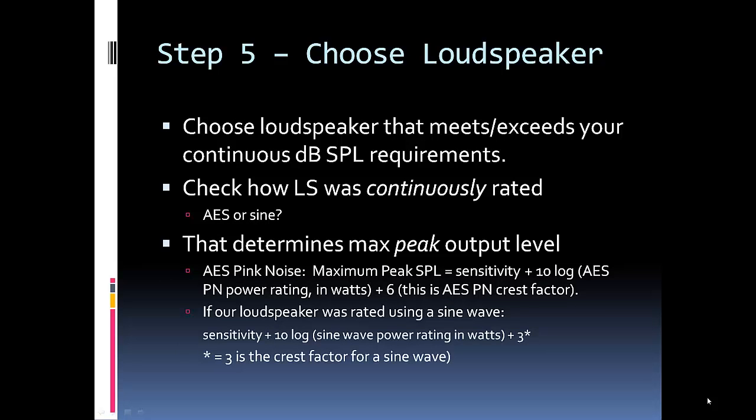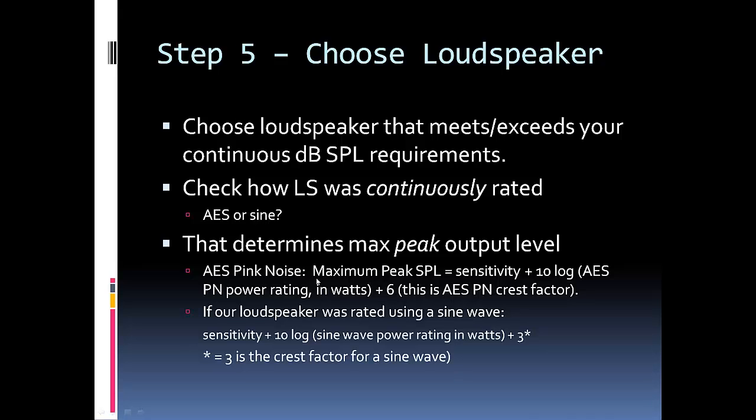For this step, we need to choose a loudspeaker that meets or exceeds our continuous dB SPL requirements. A lot of times spec sheets will give you this information outright, but sometimes they won't, or, let's just say the marketing guys might have gotten to the spec sheets before the engineers. So you really have to check and see, what is the actual level that I'm looking at? If this loudspeaker says it can handle 3,000 watts, is that continuous or is it peak? Depending on whether it's peak or continuous, that makes a huge difference in what that loudspeaker is capable of. So we want to look at how our loudspeaker was continuously rated. Is it rated at AES, pink noise, or sine wave continuous? Based on that, we can determine the maximum peak output level of that loudspeaker.